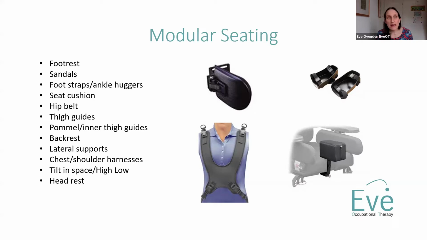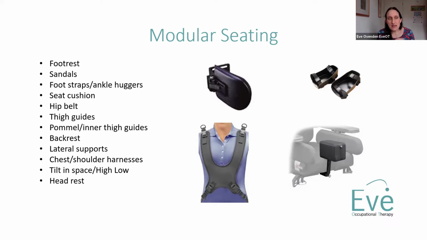Hip belts come in two main types. You have a 2-point hip belt and a 4-point hip belt. A 4-point hip belt generally pulls backwards as well as down, whereas the 2-point hip belt is just connected to the chair at two points, the left and the right side. Thigh guides help position the thighs and keep the hips in a nicely aligned position. Some seats have a pommel that fits between the legs. We are starting to see more and more seats with inner thigh guides, which are just like support prompts that fit in between the thighs.